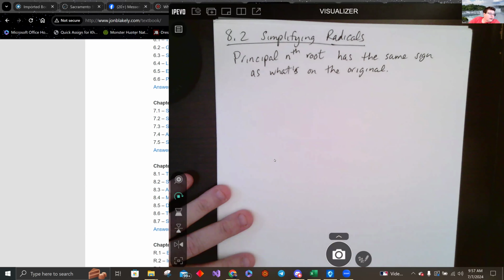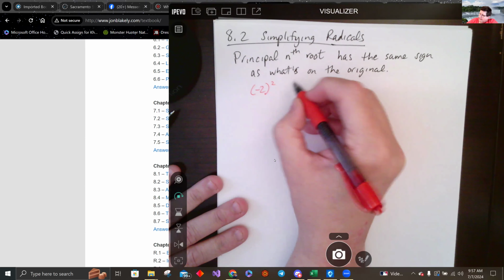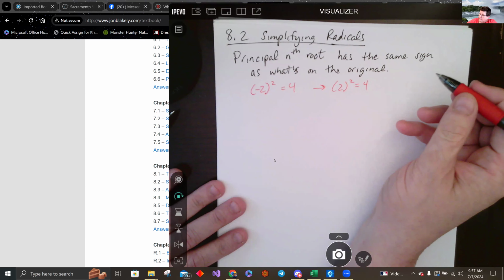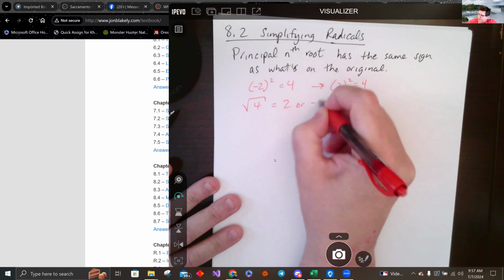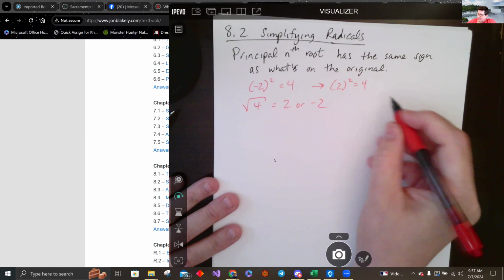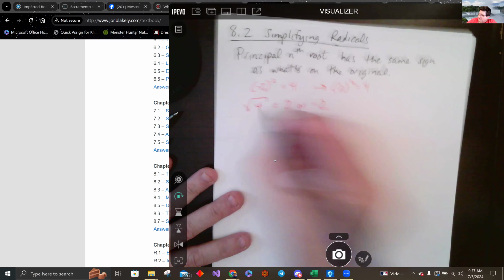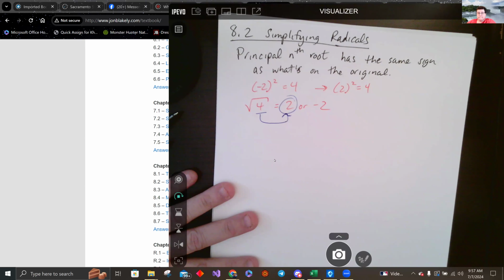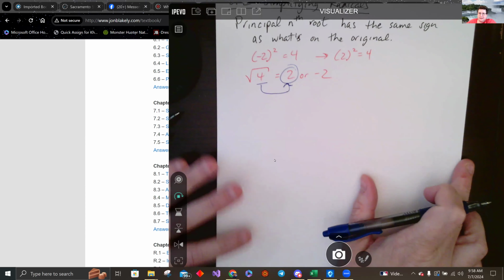So how do I want to say this? To motivate this, notice that negative 2 squared equals 4, and so does 2 squared. So if we do the square root of 4, it could equal 2 or negative 2. But by the principal nth root, the principal nth root has the same sign as the original. This was positive. We're going to use this one. So we're going to ignore the negative 2. Both are true. And if you're doing engineering and stuff like that, it becomes very necessary.